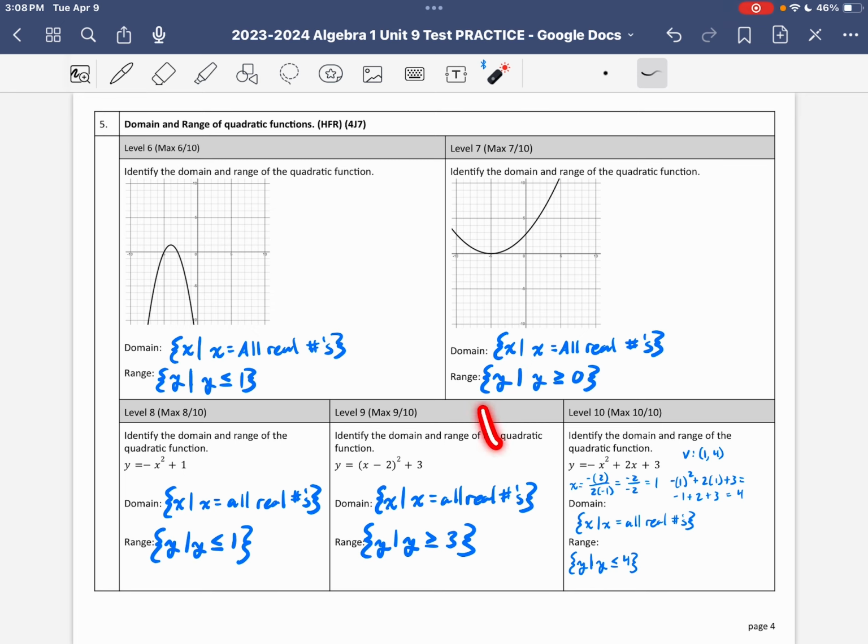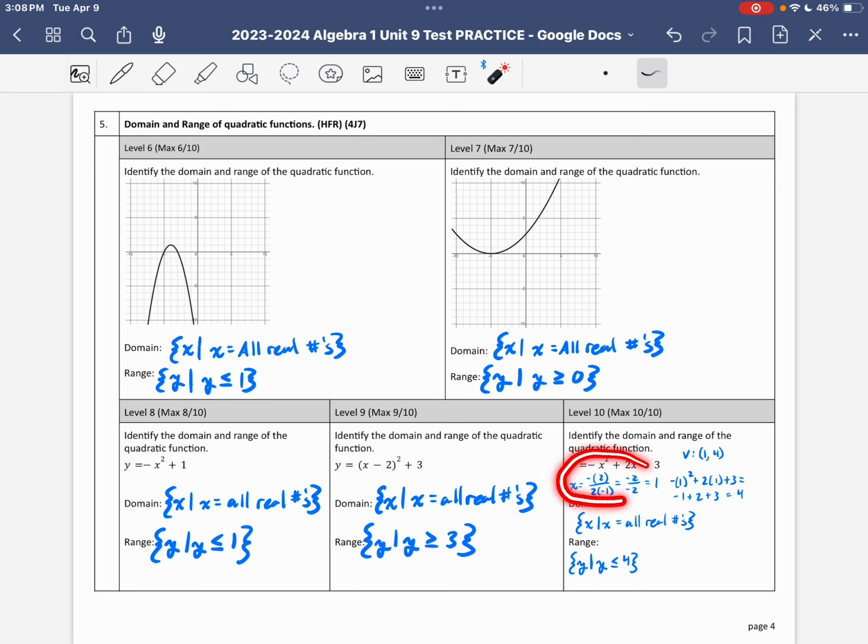That means all of the y values that are above the 3 are going to be a part of my range. And so that's why I write y is greater than 3, because we have to go above the 3.